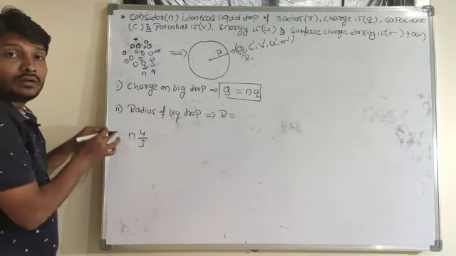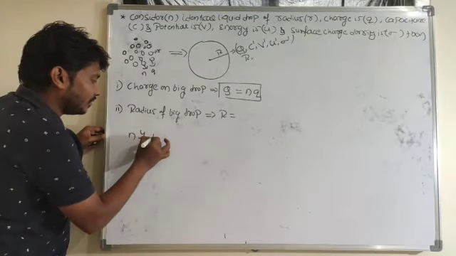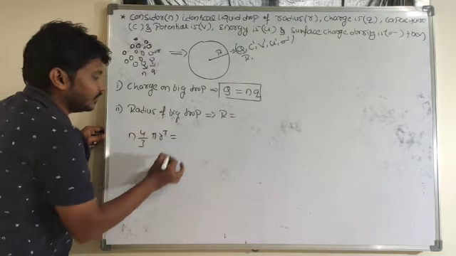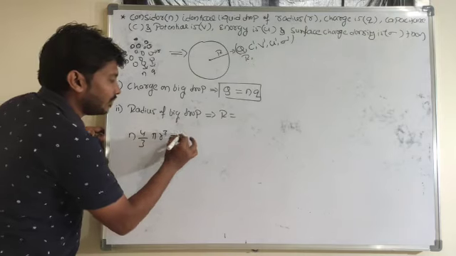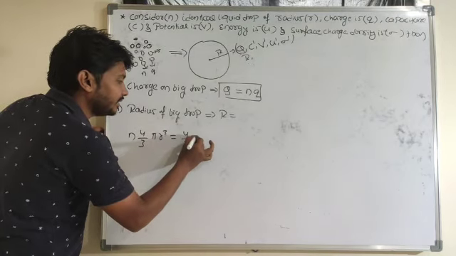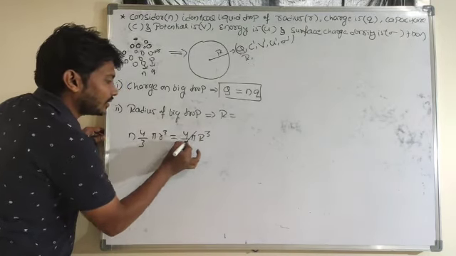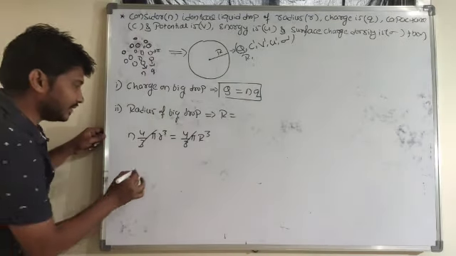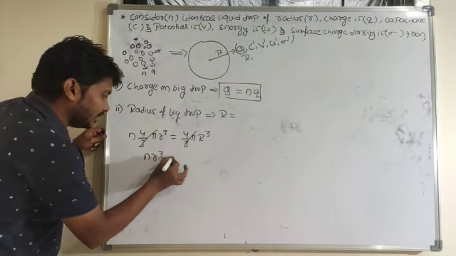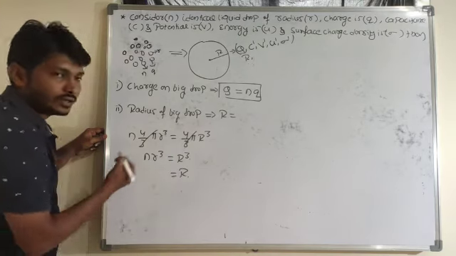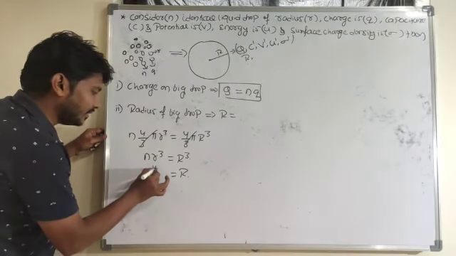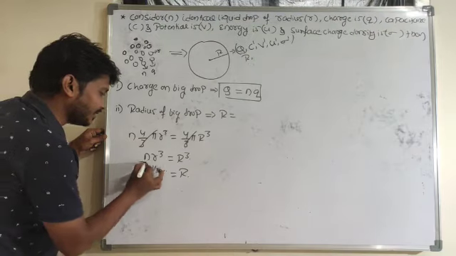So the volume of the n small drops, n into 4 by 3 pi r cube, is equal to the volume of the bigger drop, 4 by 3 pi R cube. 4 by 3 pi will get cancelled out here. n into r cube is equal to R cube. So R is equal to n to the power of 1 by 3 into r here.